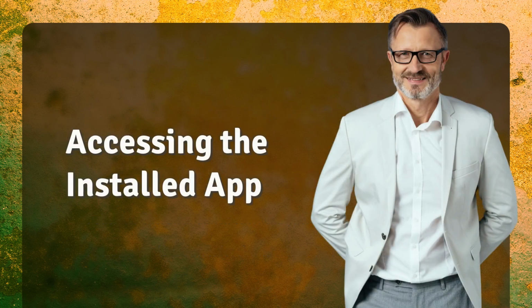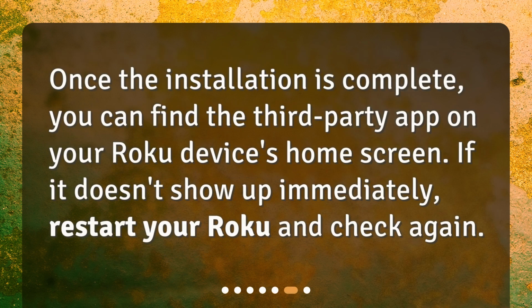Accessing the installed app. Once the installation is complete, you can find the third-party app on your Roku device's home screen. If it doesn't show up immediately, restart your Roku and check again.